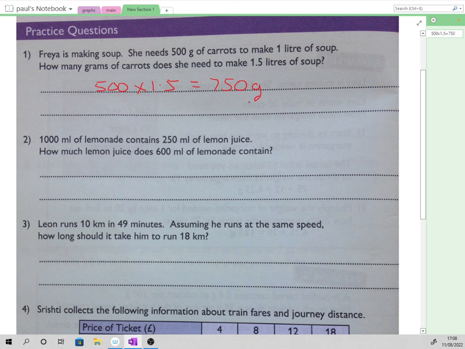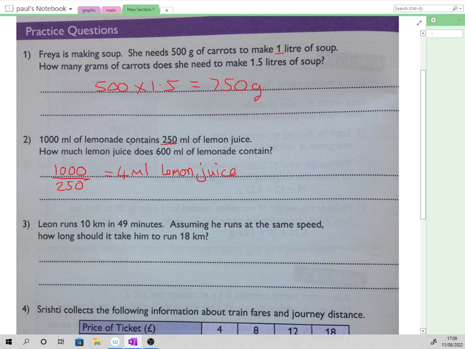Now, 1,000 millilitres of lemonade contains 250 ml of lemon juice. How much lemon juice does 600 ml of lemonade take? Find for 1. So we've got 1,000 divided by the 250. When you're finding for 1, it's always this second number there. That's 4. So it looks as though we need 4 millilitres of lemon juice in every quarter.